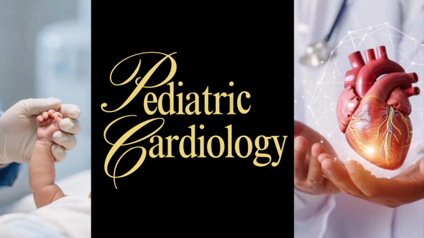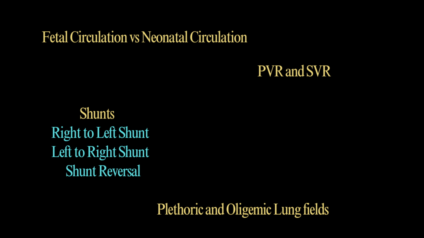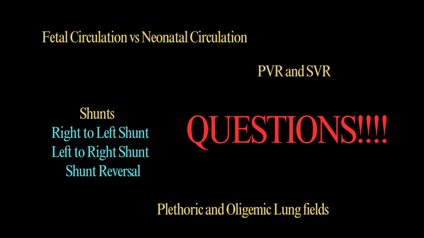Today we are breaking down one of the most high yield topics in pediatrics, pediatric cardiology. We will be discussing the conceptual part of it. In this video, we will be talking about fetal circulation versus newborn circulation, the terms PVR and SVR, shunts, the right to left shunt, left to right shunt, shunt reversal, and plethoric and oligemic lung fields. Also, stick around till the very end because I'll be dropping a couple of clinical questions for you to solve based on what we learned today.